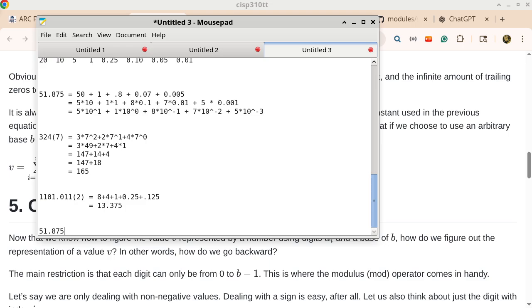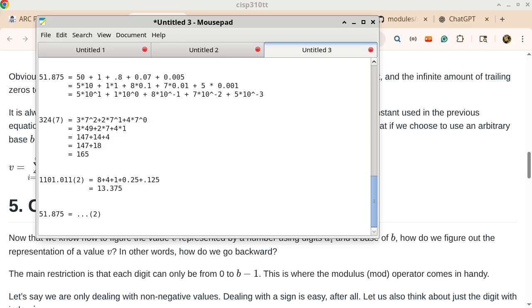We'll start with the one that is 51.875. We'll start with this one, and we will try to convert it to base 2. Base 2 is actually one of the easiest bases to deal with. So imagine this is currency. This is $51.875, that's the quantity that I want to specify.